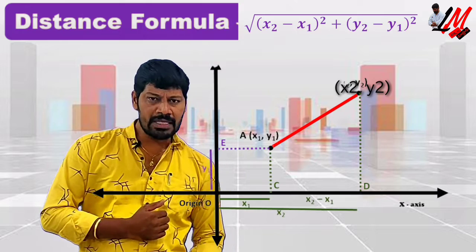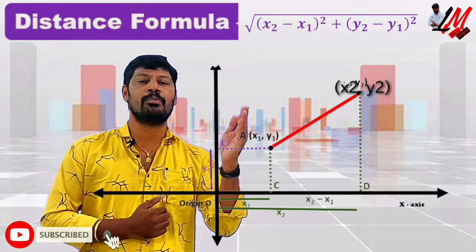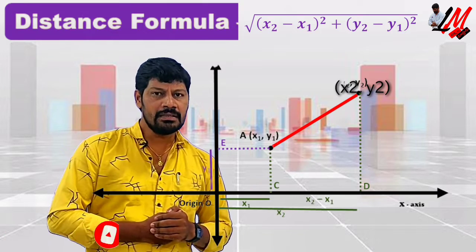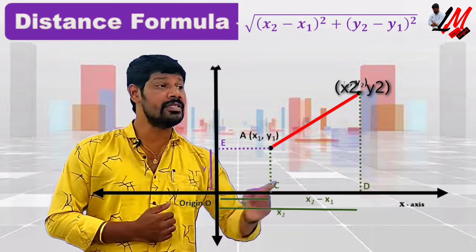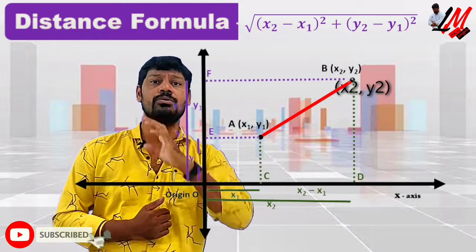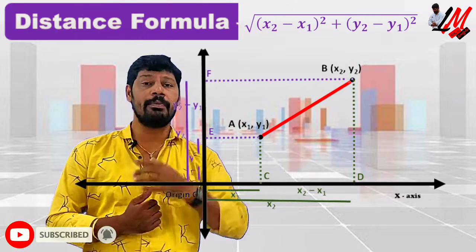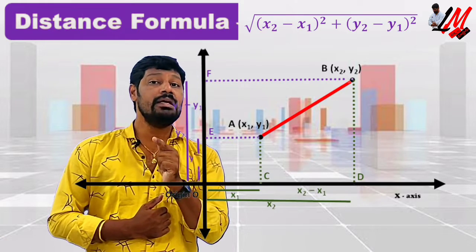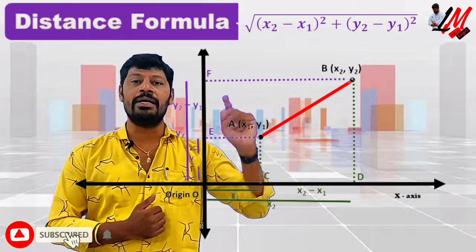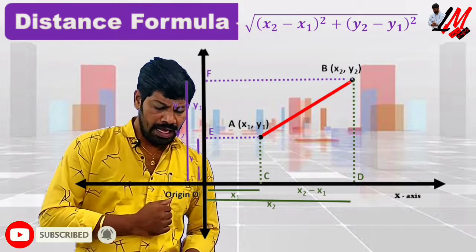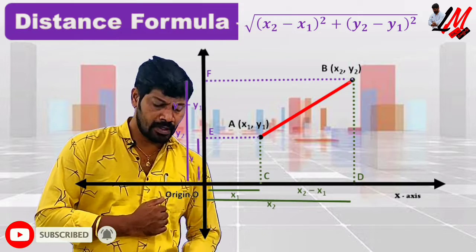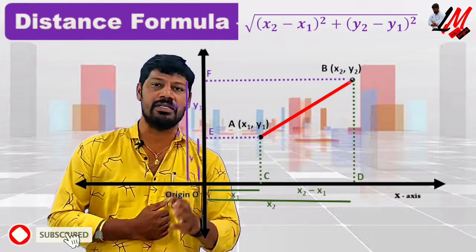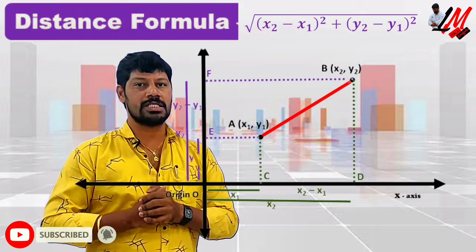Now what will be the length of OE here, as the point is x1, y1? It is going to be y1. What is the length of OF, where F is a perpendicular from B to y-axis? Now drop a perpendicular. Length of OF is going to be y2 units, because the point is x2, y2. Now as OE length is y1, OF length is y2, the difference between these two is going to be the length of EF, which is nothing but y2 minus y1.